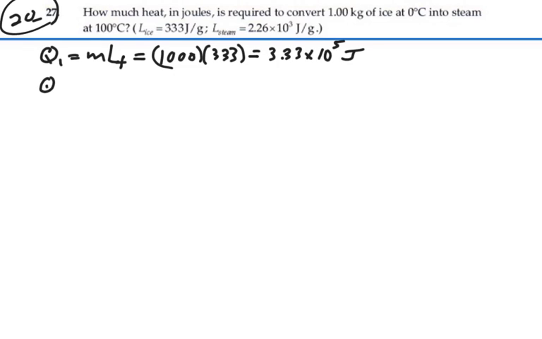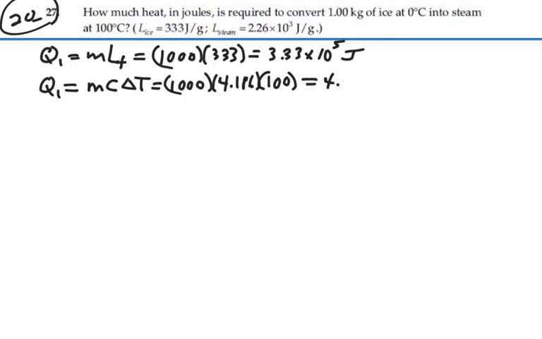Then we need to heat the water 100 degrees Celsius, so that's going to be equal to the mass times the specific heat of water times the change in temperature. So that's going to be 1,000 grams, 4.186 joules per gram for the specific heat of water, and then we have a change in temperature of 100 degrees Celsius. So this is going to be 4.186 times 10 to the 5 joules to heat the water 100 degrees Celsius.